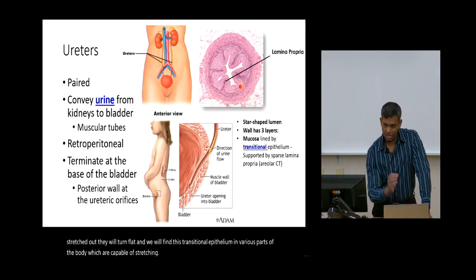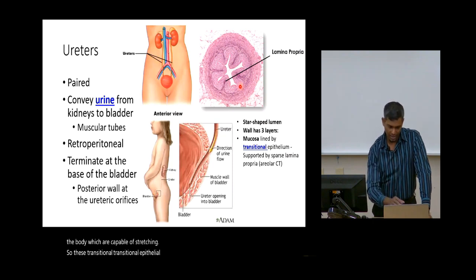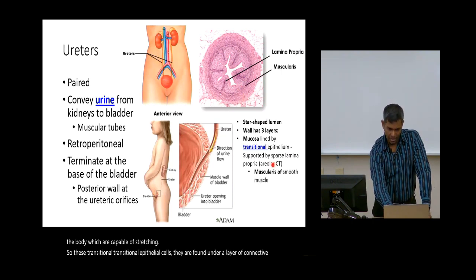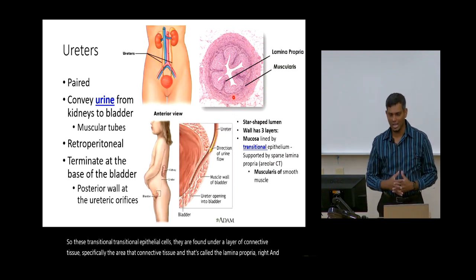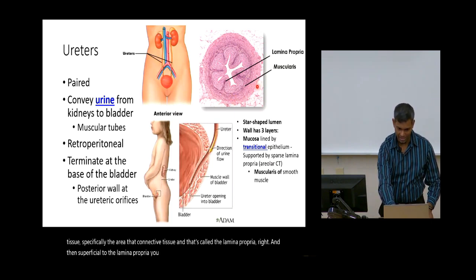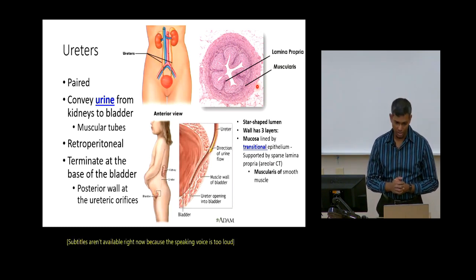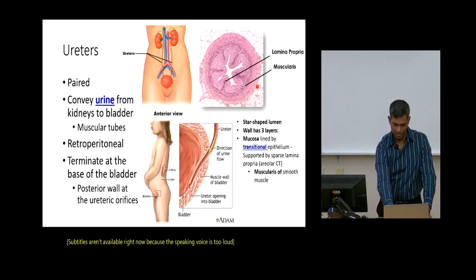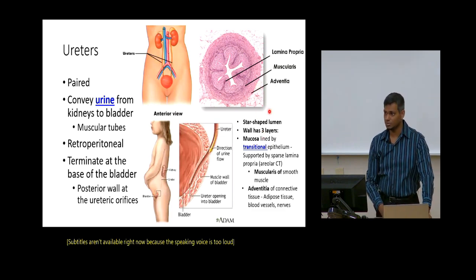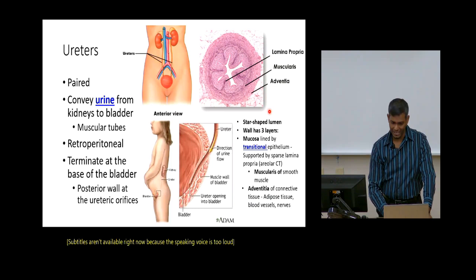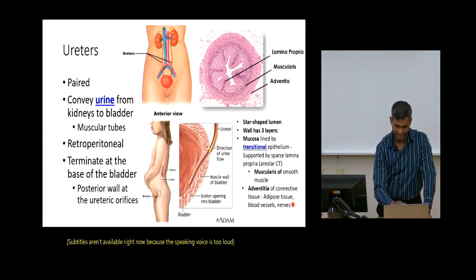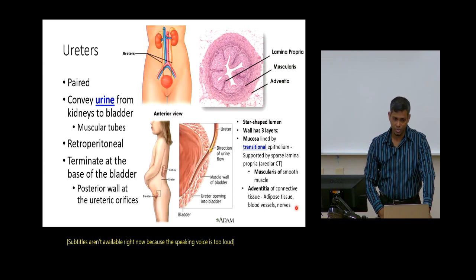These transitional epithelial cells are found under a layer of connective tissue, specifically areolar connective tissue, and that's called the lamina propria, right? Superficial to the lamina propria, you have the muscularis layer, where you have a bunch of smooth muscles, and this is why it's called a muscular tube. And more superficial to the muscularis layer, you have the adventitia, which is more connective tissue, which will provide attachment for adipose tissue, fat, blood vessels, and nerves as well. You will find these three layers as you consider other parts of the urinary system as well.